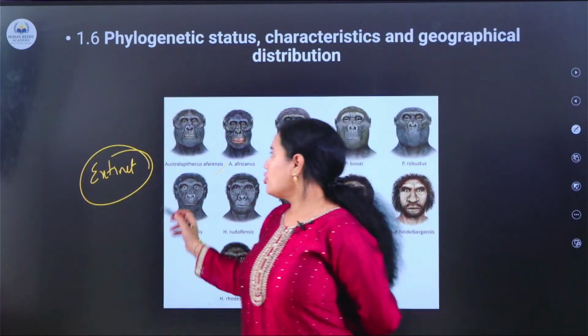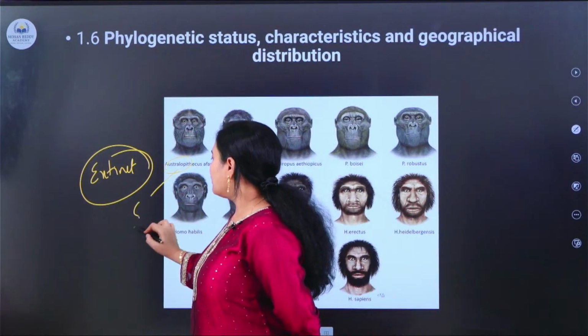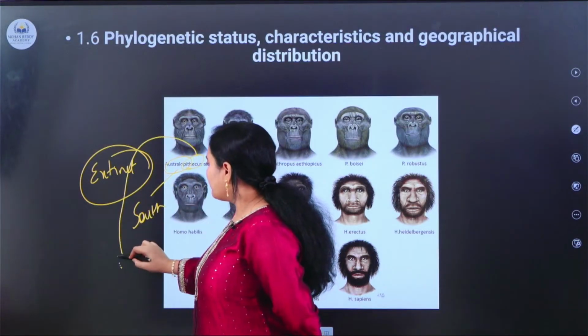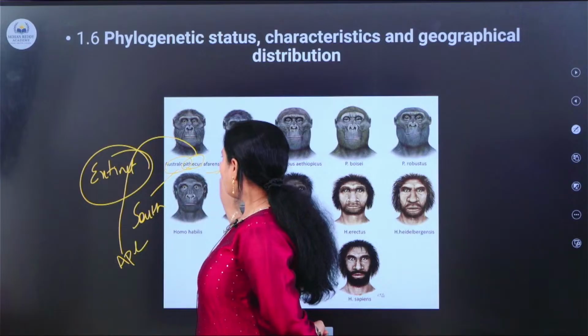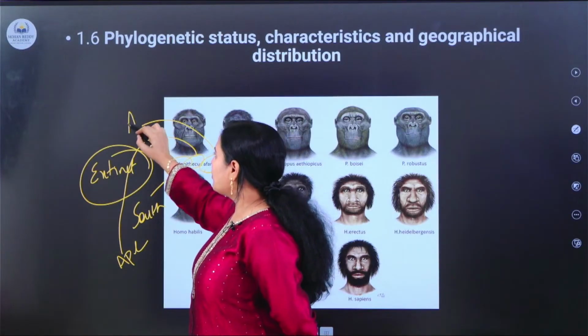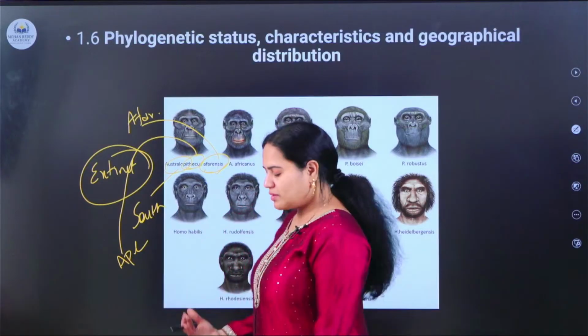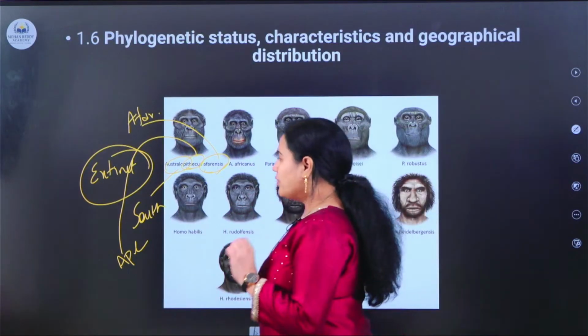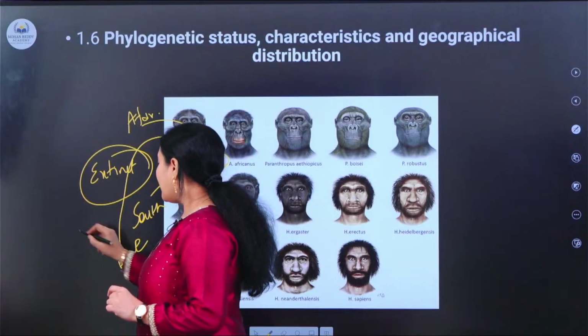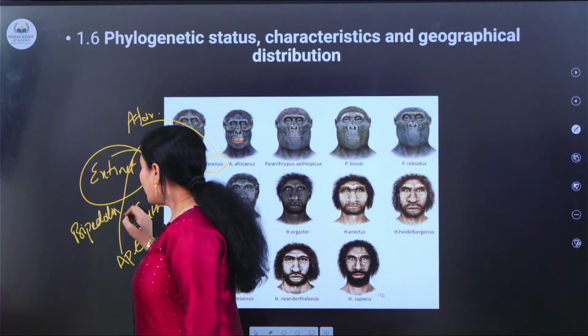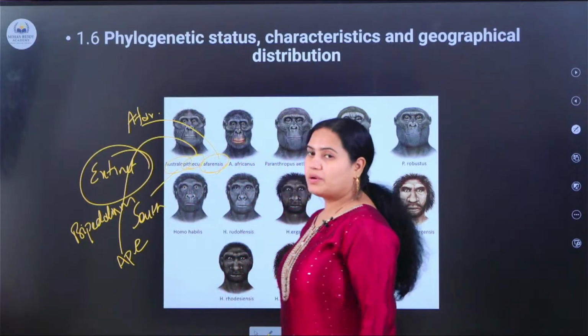Australopithecus, Austro means south. Pithecus means ape-like. Afarensis, because the species was found in Afar, hence the name afarensis. So even though they look like apes, they have achieved bipedalism. We will study all of these.